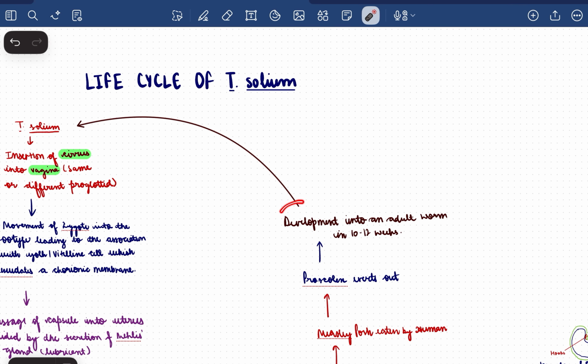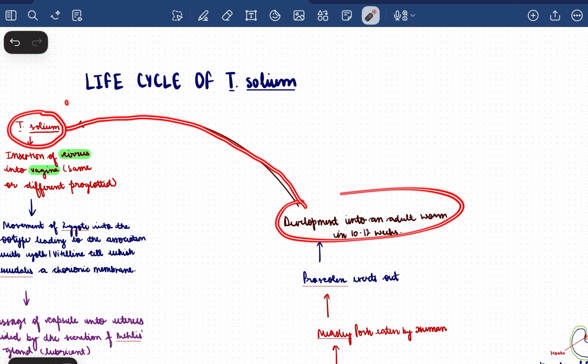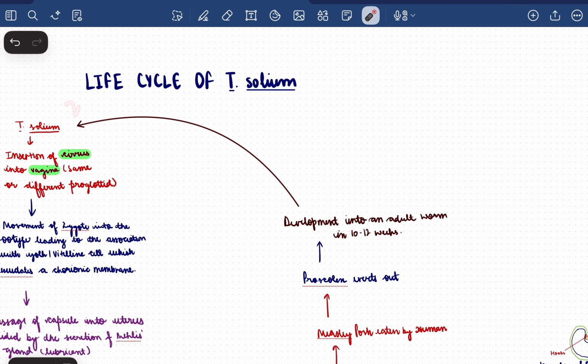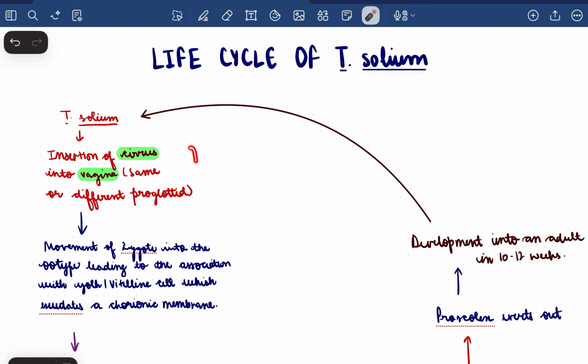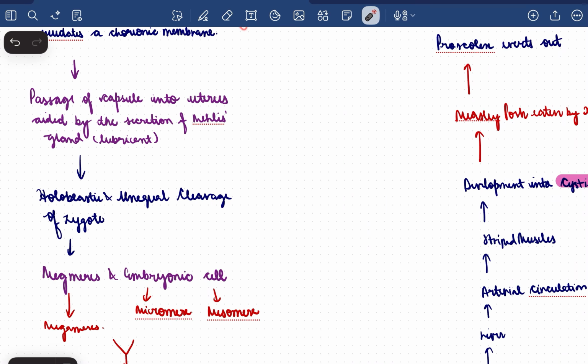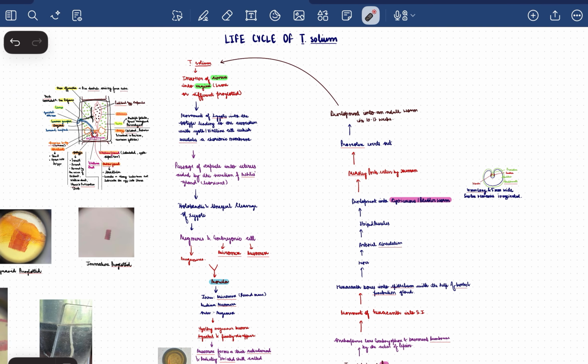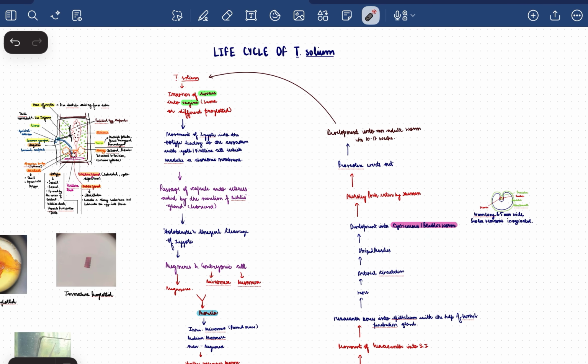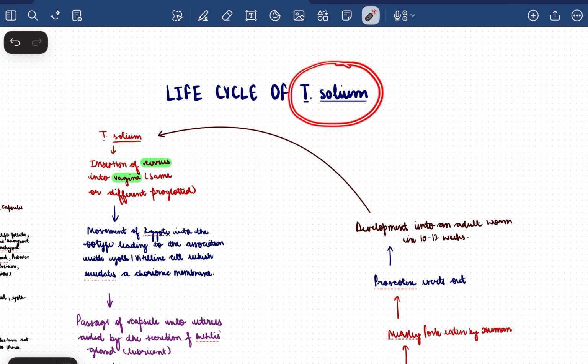And after this, the Taenia solium will start reproducing, it will do all the copulatory events, then whole of the fertilization and the development and everything. So that is in and about the life cycle of Taenia solium.